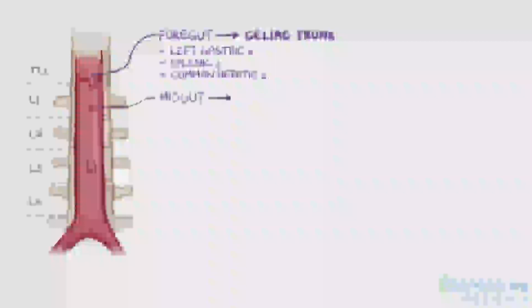The foregut is supplied by the celiac trunk, which comes off at the level of T12 and gives off the left gastric artery, the splenic artery, and the common hepatic artery. The midgut is supplied by the superior mesenteric artery that arises from the abdominal aorta at the level of L1 and crosses the left renal vein and third part of the duodenum.